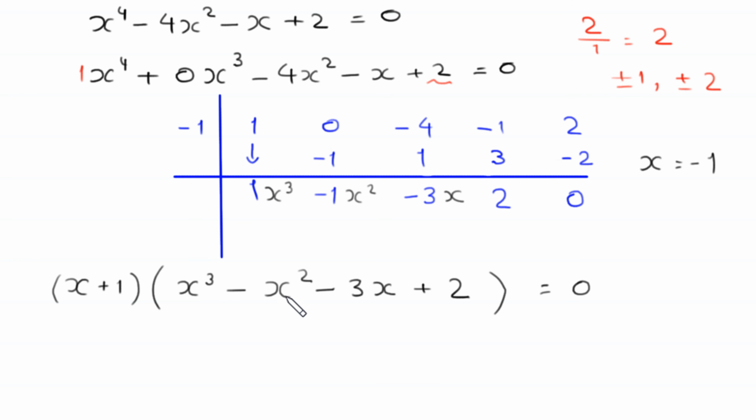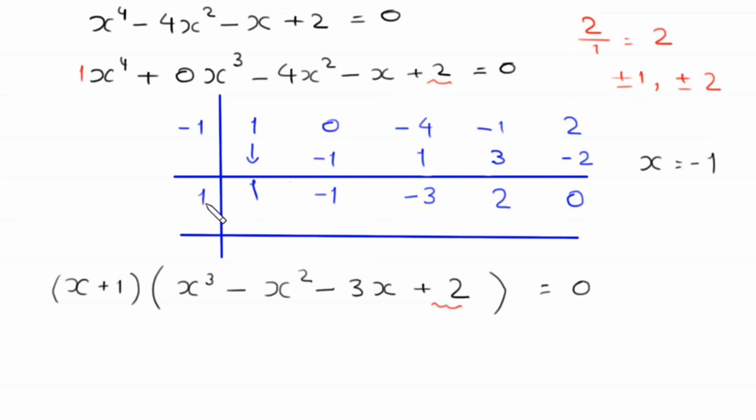We use synthetic division again, and we find another factor. Here we have constant plus 2 again, and the leading coefficient of this x cubed is 1, and 2 divided by 1 is 2, and factors of 2 are plus minus 1 and plus minus 2, and the coefficients of this expression we have already written here. We remove this x and this x squared and this x cubed. First we try positive 1.